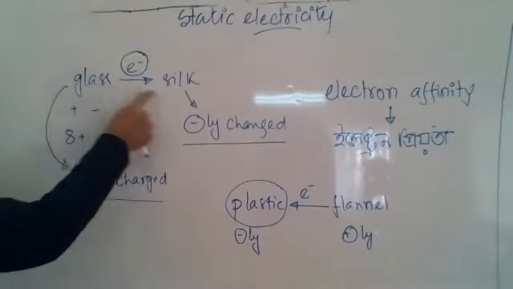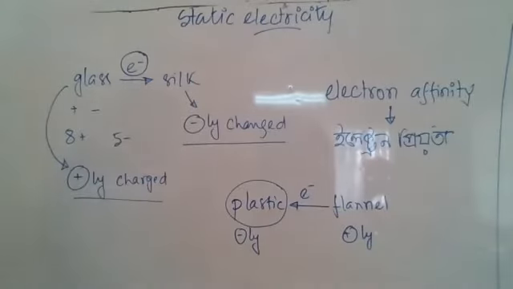Similarly, it goes for glass and silk. Here, silk has higher electron affinity, so the electrons will go to silk, and glass will be positively charged and silk will become negatively charged.